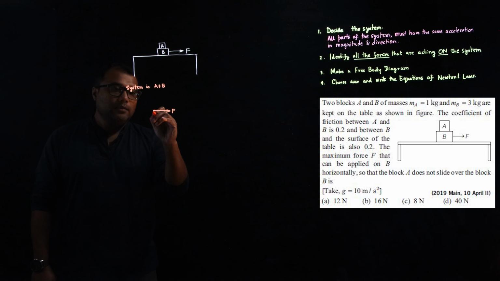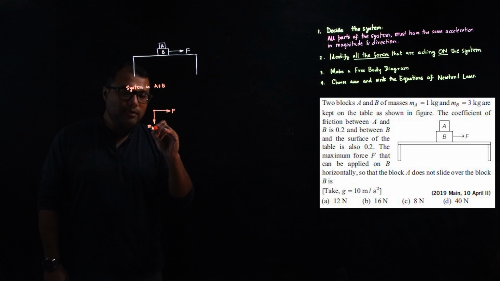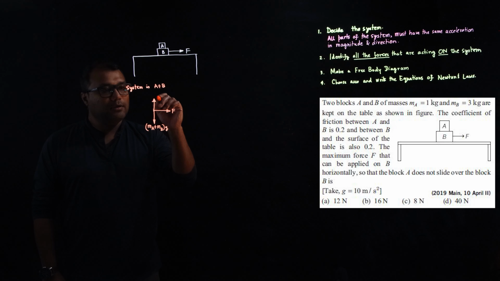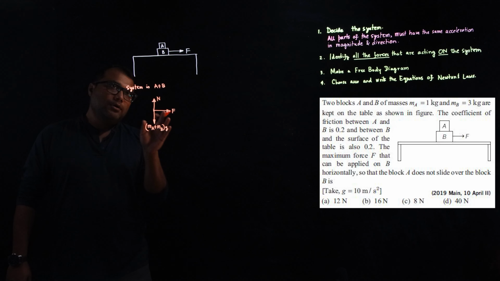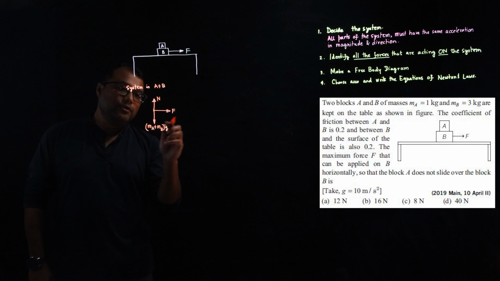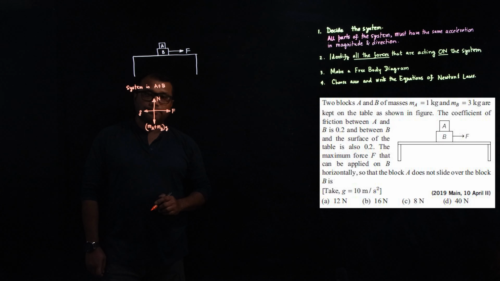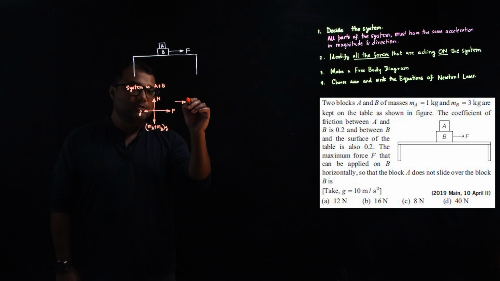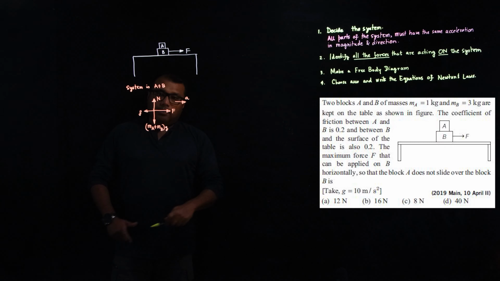There is mass of A plus mass of B times G. There is a normal reaction N from the surface of the table, and because both A and B are moving to the right, there is a frictional force to the left. Okay, and one thing to note, this is not in equilibrium. This entire system is moving to the right with an acceleration A.